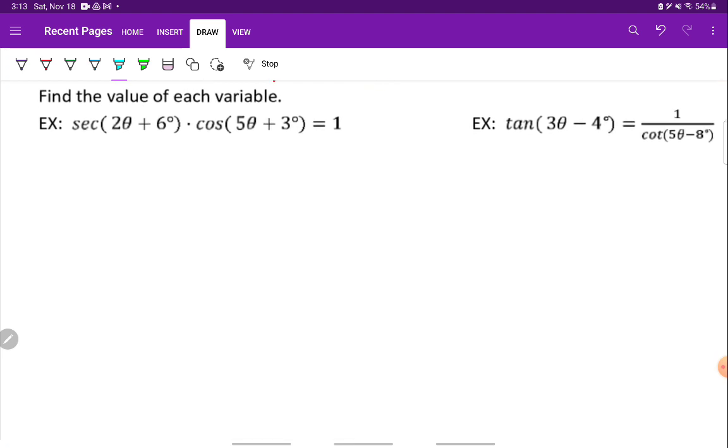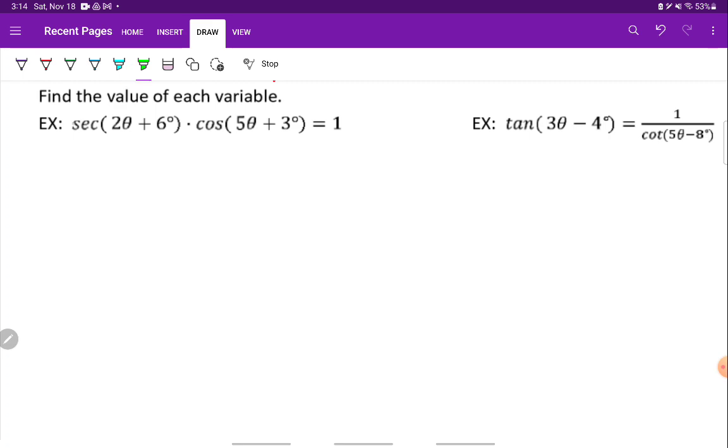We can also use these reciprocal identities to help us solve equations. Here we have that secant of 2 theta plus 6 times cosine of 5 theta plus 3 is equal to 1. Now, we're going to talk about solving trig equations a lot later in the course. But in general, we always want our equations to have a single trig function in it if we can. It's way harder to work with when you've got 2 different trig functions in the equation. So we want to try to transform it so it's just 1.